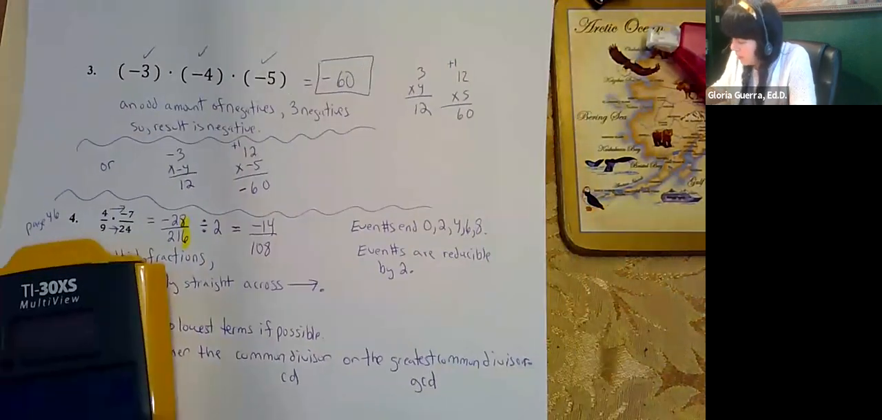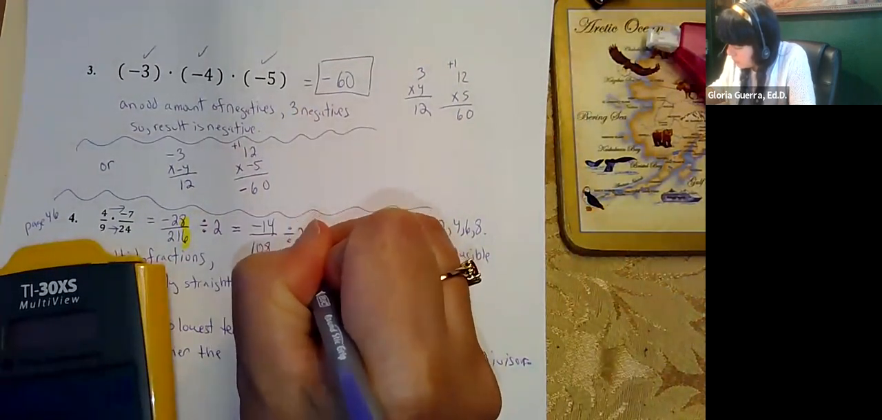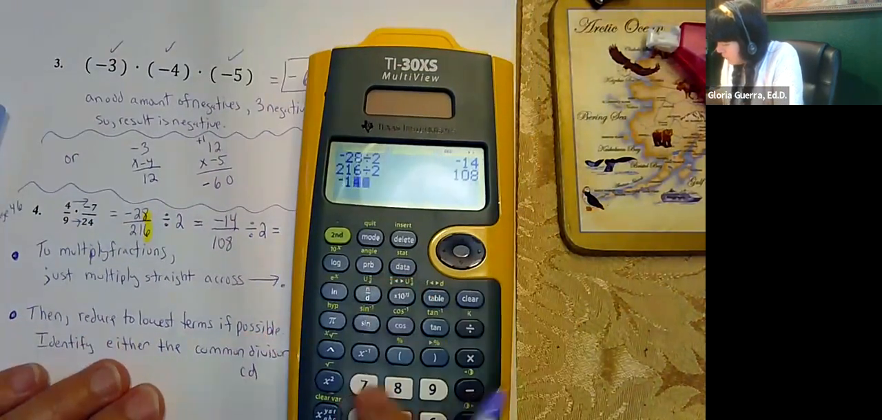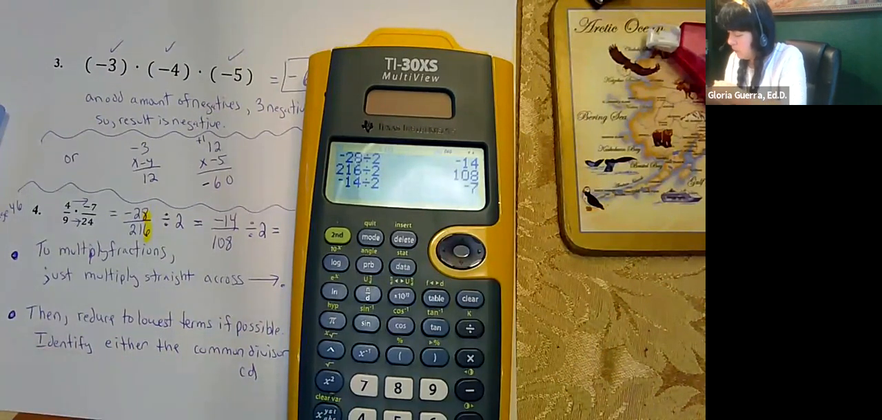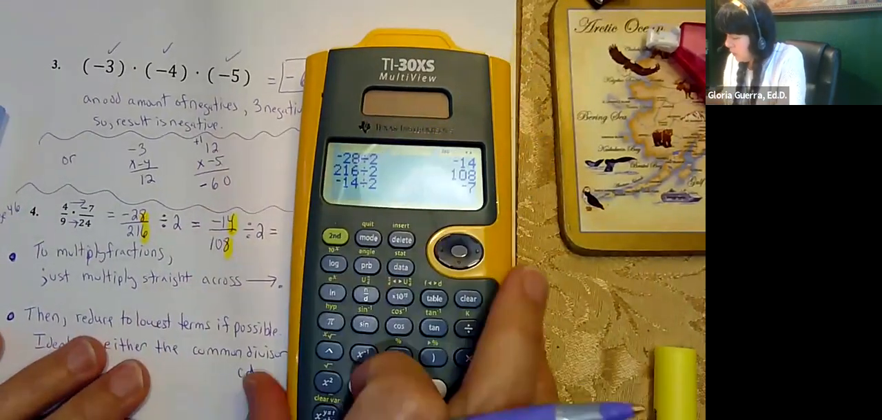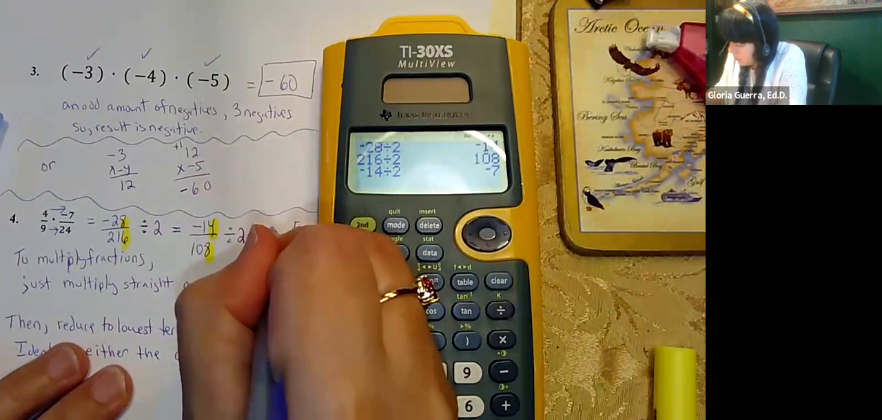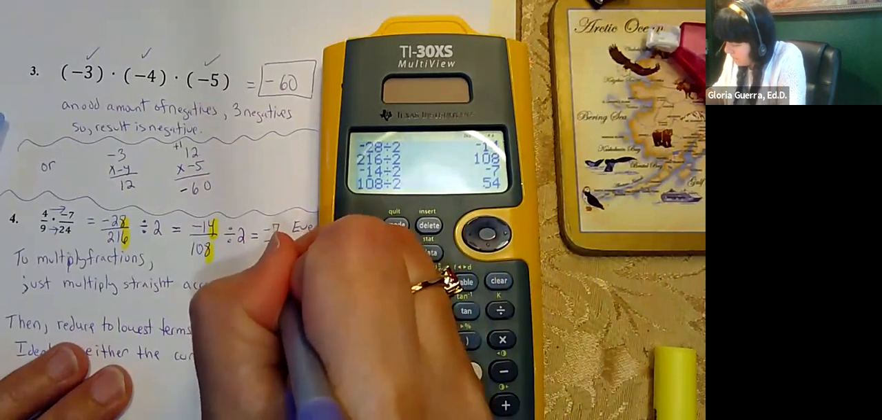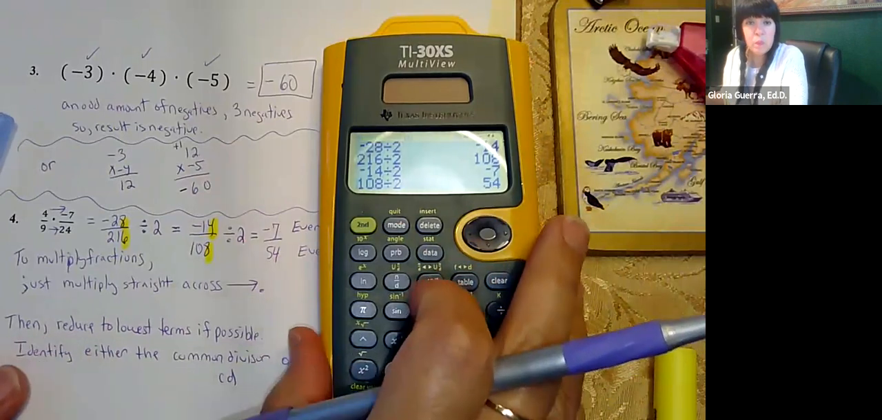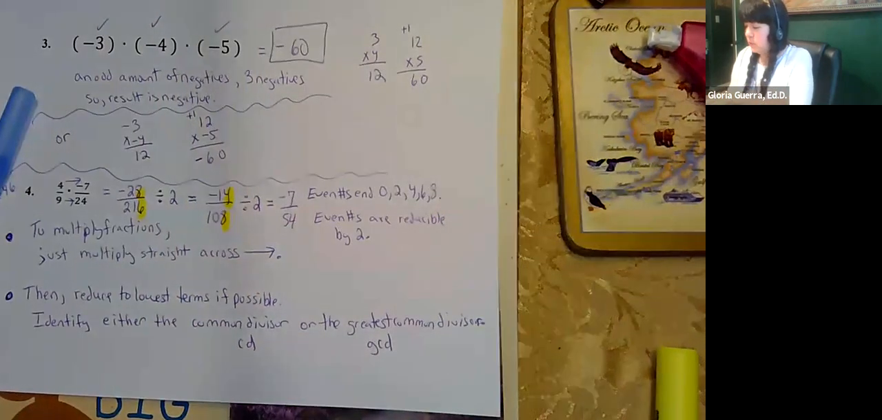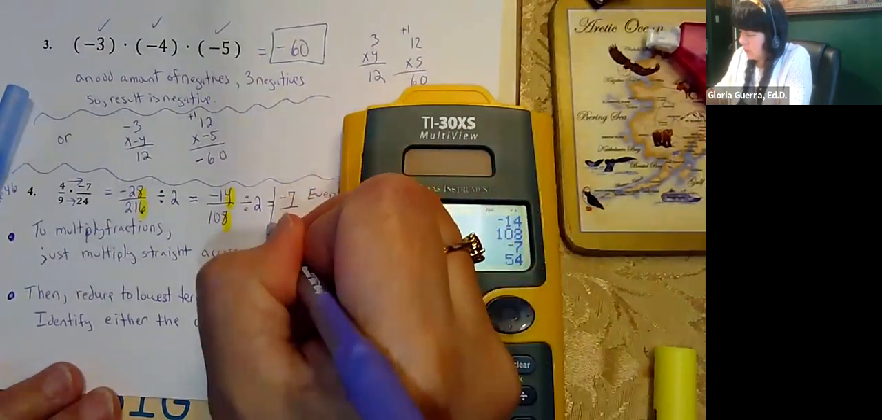Okay. And then if I reduce again by 2, negative 14 divided by 2, because again, these are even. See, the 4 and the 8, those are even numbers. So I know I'm safe with 2. That gives me negative 7. And then 108 divided by 2 is 54. Okay. And then I'm pretty sure that's lowest terms. I don't think anything else would go into 7 and 54.